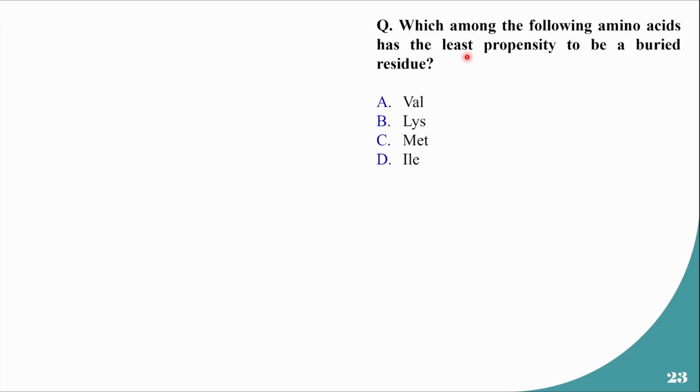Yeah, I see one answer in the chat: hydrophobic amino acid, right? So basically, you can compare the hydrophobicity of these amino acids, and the most hydrophobic one will probably be the buried residue. Now, in this case, it is asking the opposite question: which one has the least propensity to be a buried residue? So it is basically asking which one of these will be the most polar, right? Which one could be the most polar among these?